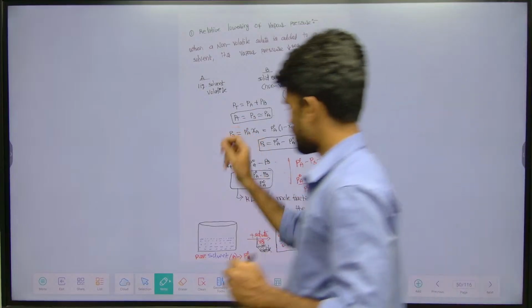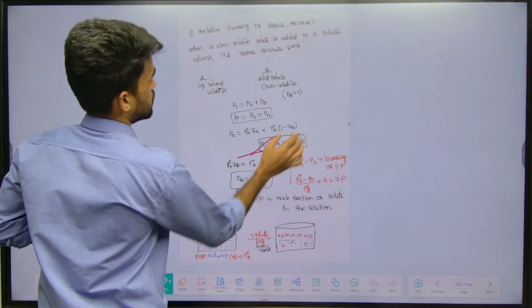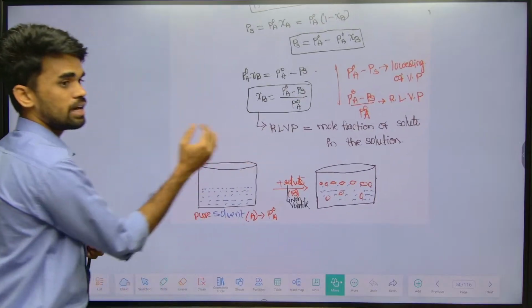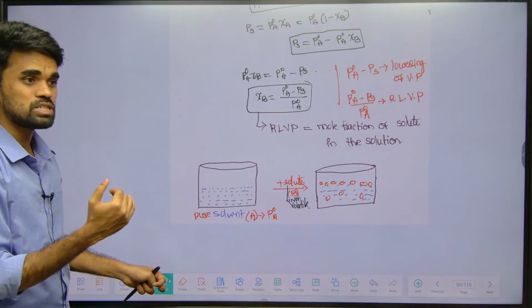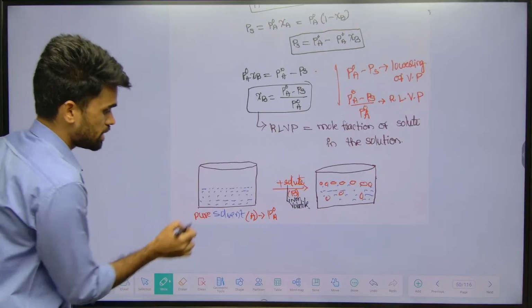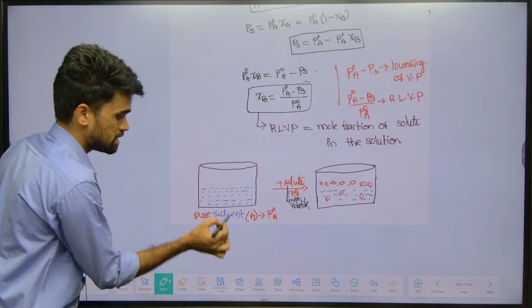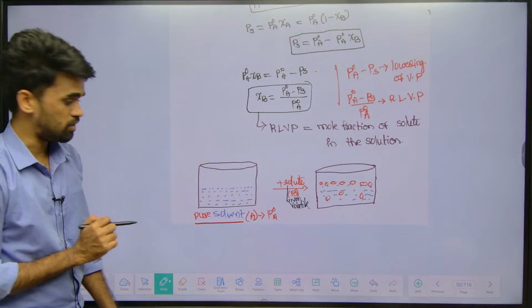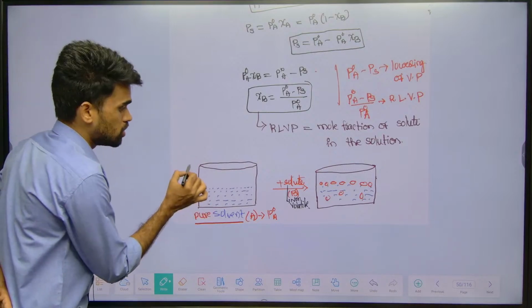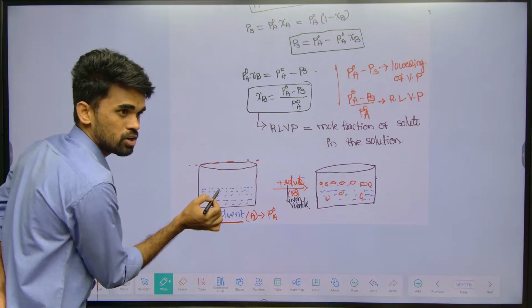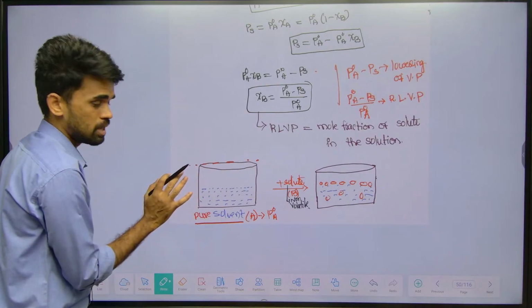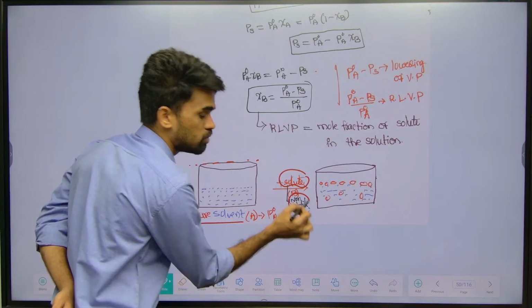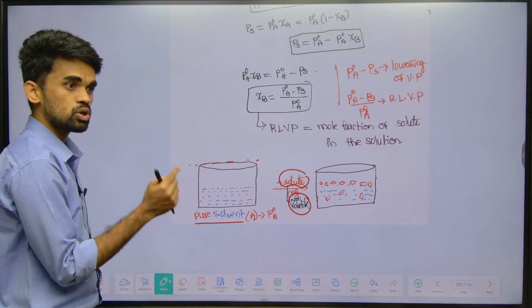See, the name itself says relative lowering. What is lowering? Vapor pressure. See, I have a pure solvent. So let us consider it as a volatile solvent. So the pure solvent will show more vapor pressure because it's a volatile component. Okay. To this, I am adding a solute which is non-volatile.